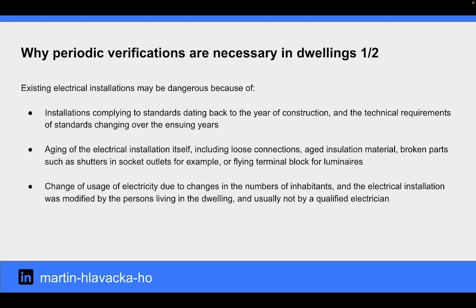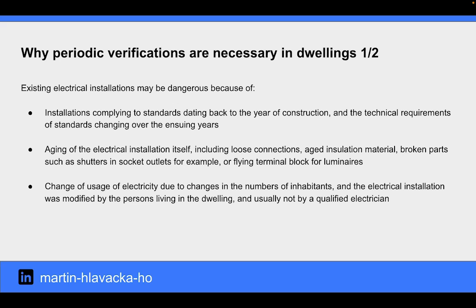Why are periodic verifications necessary in dwellings? Existing electrical installations may be dangerous because of installations complying with standards dating back to the year of construction and the technical requirements of standards changing over the ensuing years; aging of the electrical installation itself, including loose connections, aged insulation material, broken parts such as shutters in socket outlets, for example, or flying terminal blocks for luminaires.